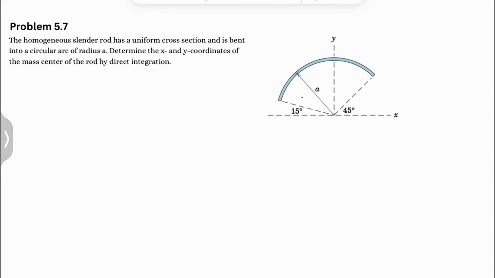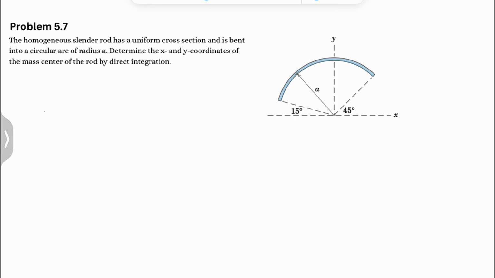Okay, guys, welcome back. We have another question from the center of mass from Meriam textbook, and we have this homogeneous slender rod that has a uniform cross section and is bent into a circular arc of a radius a. So you can see the radius is a. We need to determine the x and y coordinates of the mass center of the rod by direct integration.